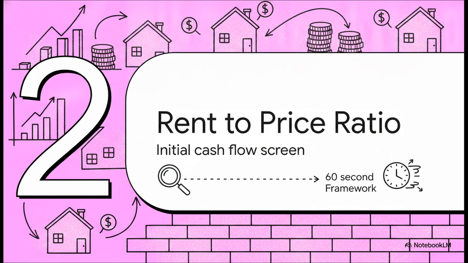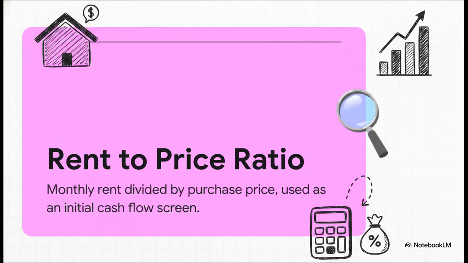Moving on to Section 2, the rent-to-price ratio. Let's see how this metric builds the absolute foundation of our 60-second framework. Step 1 is the rent-to-price ratio. This is your fastest indicator of potential success. It's simply the monthly rent of a property divided by its purchase price, which acts as a really quick initial cash flow screen. For example, if you have a property renting for $1,300 a month at a $160,000 asking price, you literally just divide $1,300 by $160,000 to find your ratio.